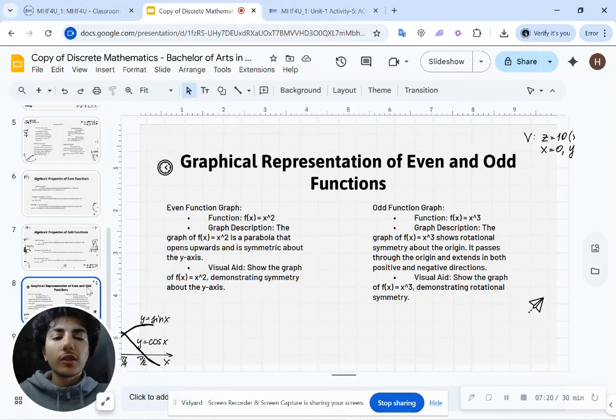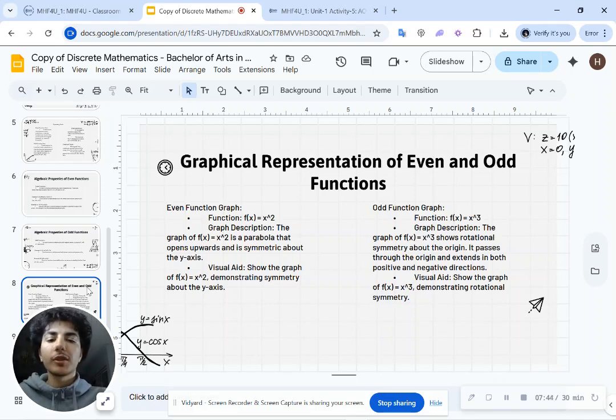Now let's look at odd function graphs. Function f(x) equals x to the power of 3. The graph description: the graph of f(x) equals x to the power of 3 shows rotational symmetry about the origin. It passes through the origin and extends in both positive and negative directions. Now let's look at the visual aid. Show the graph of f(x) equals x to the power of 3, demonstrating the rotational symmetry.